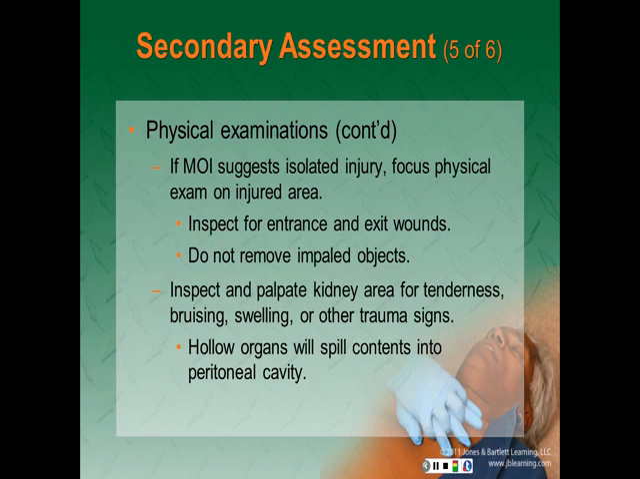If the mechanism of injury suggests an isolated injury to the abdomen, you should focus your physical exam on the injured area only. Inspect the skin of the abdomen for wounds through which bullets, knives, or other missile-type foreign bodies have passed. If you find an entry wound, you must always check for a corresponding exit wound. Do not attempt to remove a knife or other impaled object. Instead, stabilize the object with supportive bandaging.